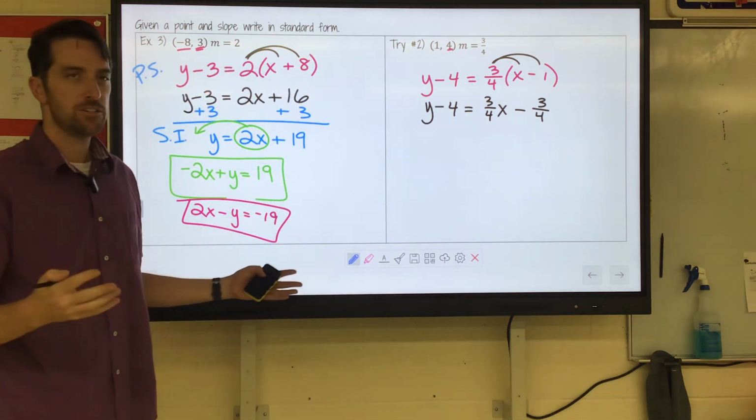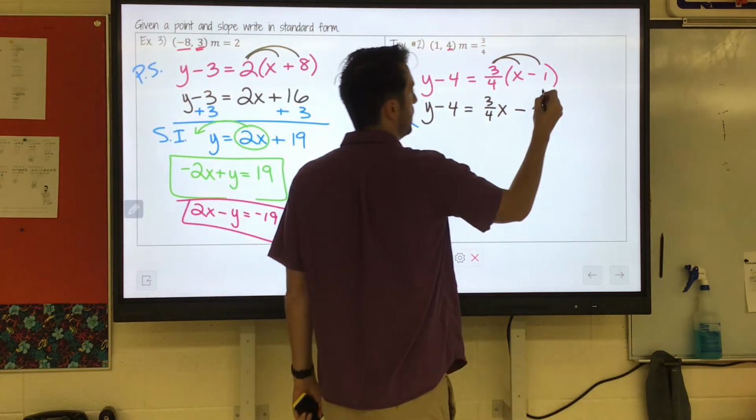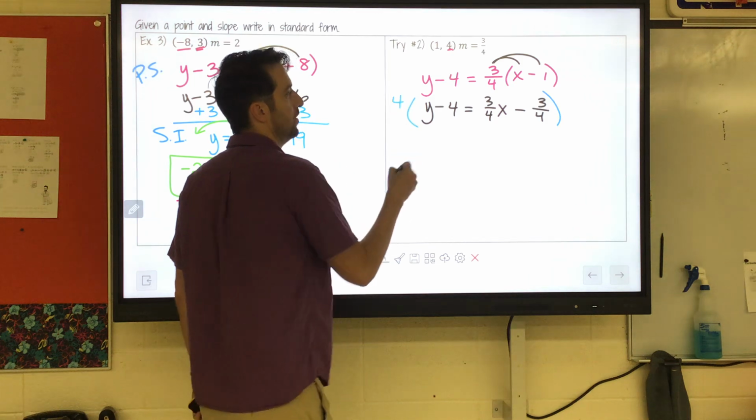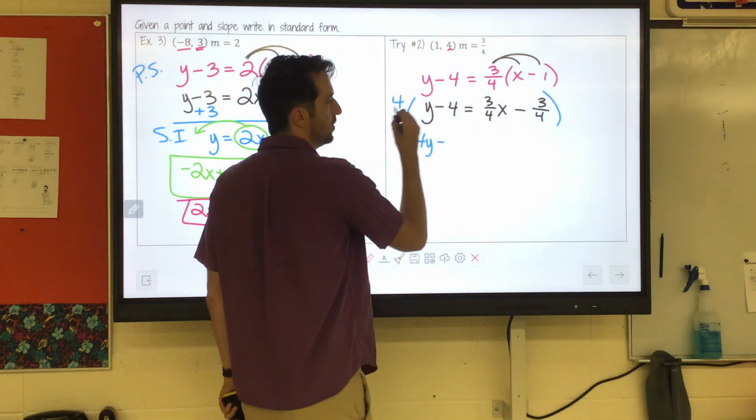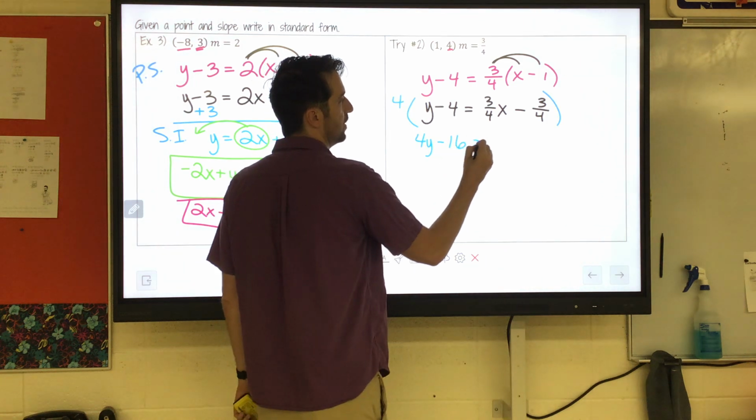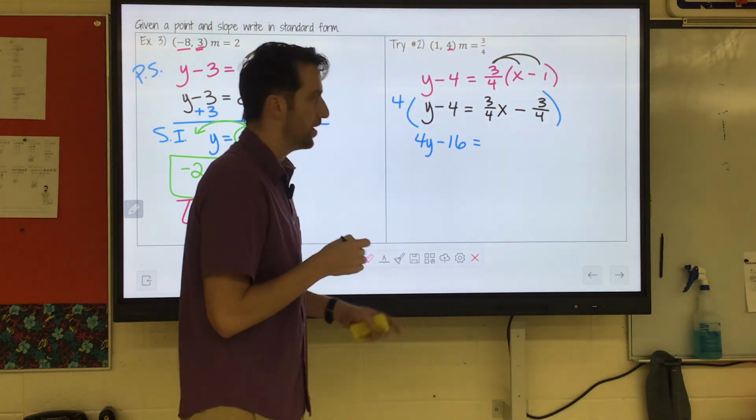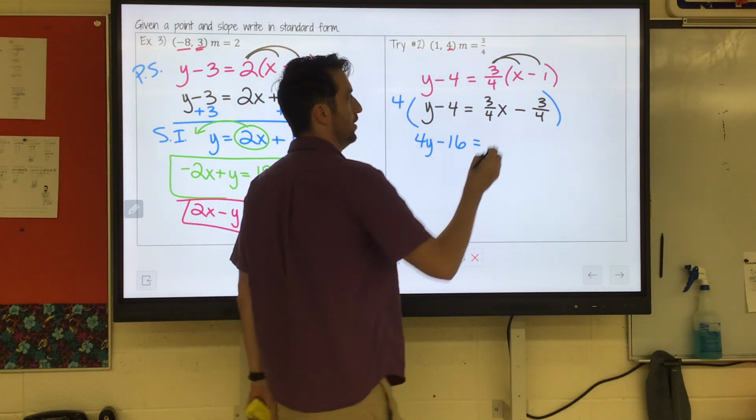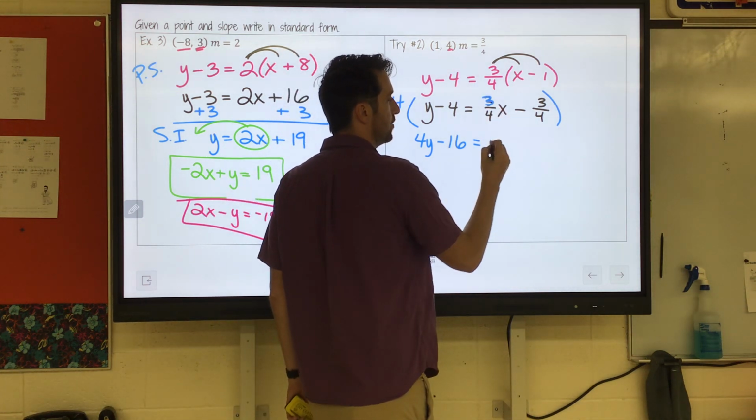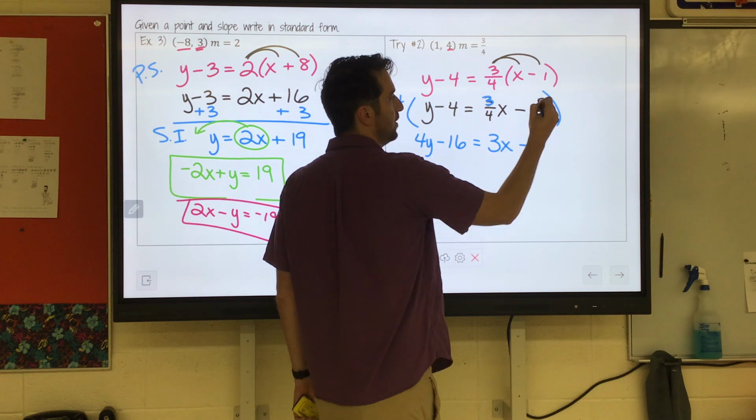Let's clear the fraction now. We have a common denominator of 4, so multiply everything by 4. 4 times y is 4y. Minus 4 times 4 is 16. Again, if you are multiplying by the number that shows up as the denominator, they just cancel out. So here we'll have 3x minus 3.